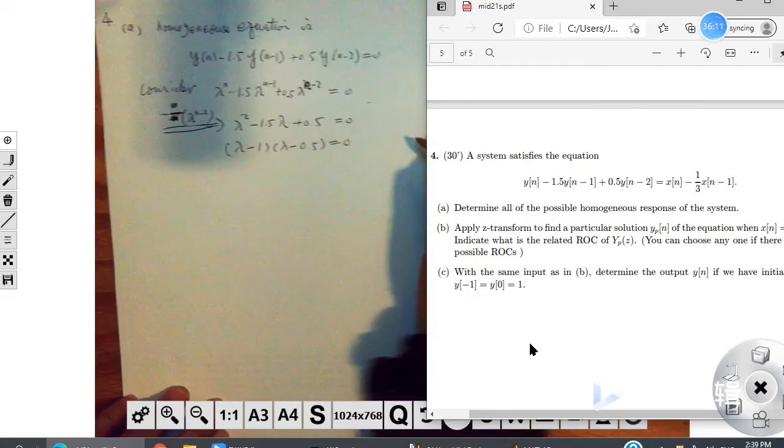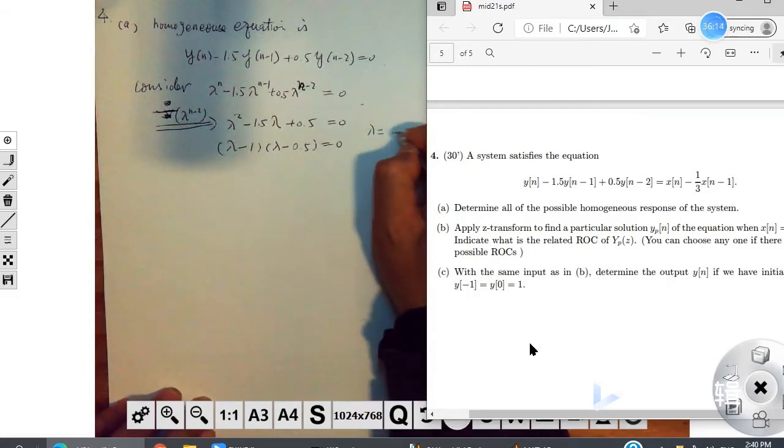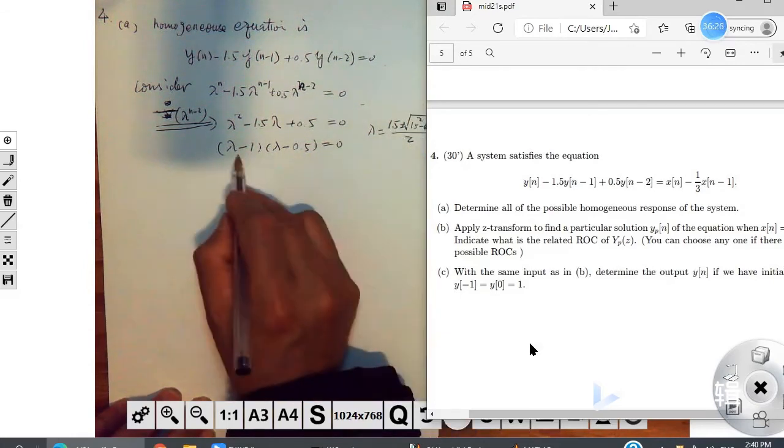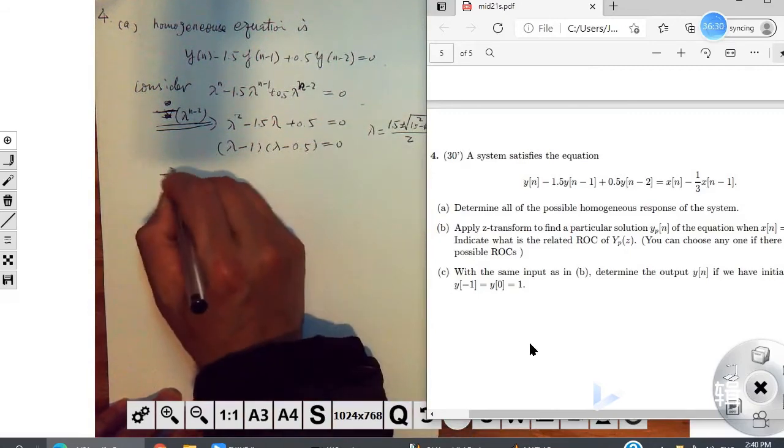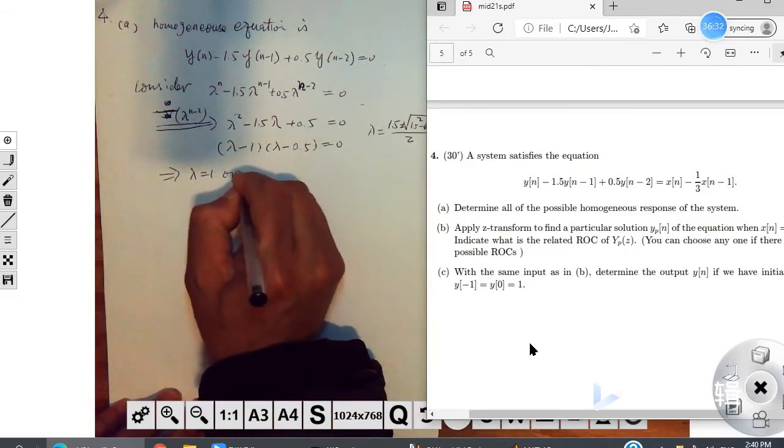You can also try lambda equal to 2. Here's 1.5 plus or minus square root of 1.5 squared minus 4 times 0.5. Then you do a calculation, you can have these two numbers. So we have lambda equal to 1 or 0.5.